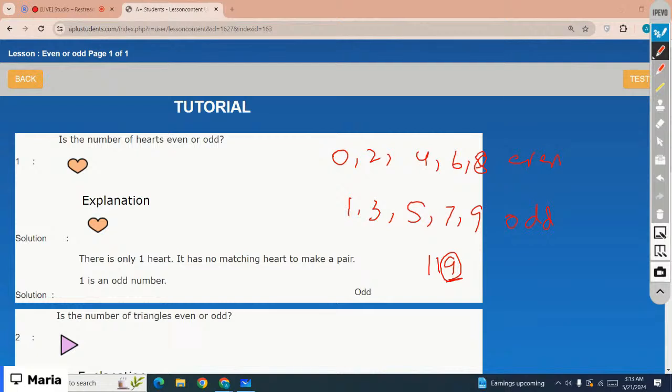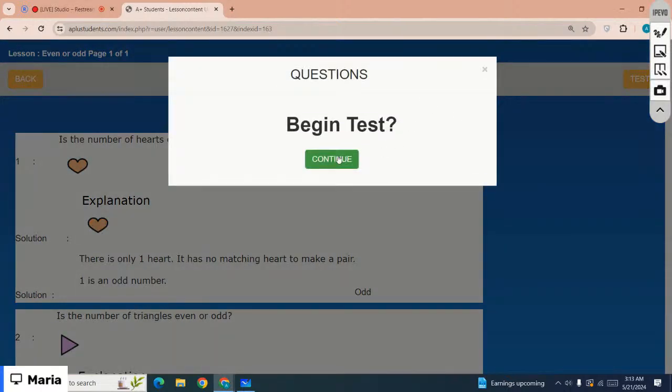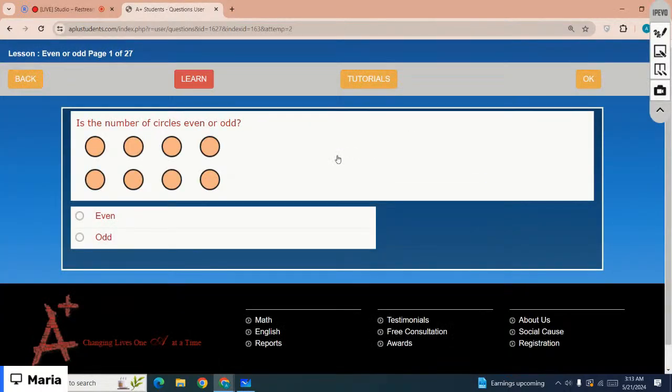Okay, let's just start with the test questions. Is the number of circles even or odd? So let's count the circles. You have 1, 2, 3, 4, 5, 6, 7, 8 circles, right? So 8 is an even number, so the correct option is even.